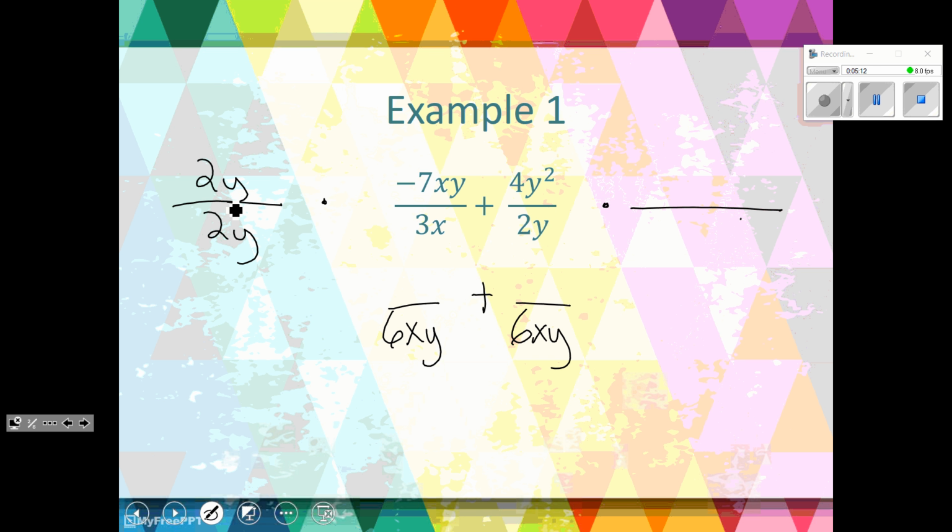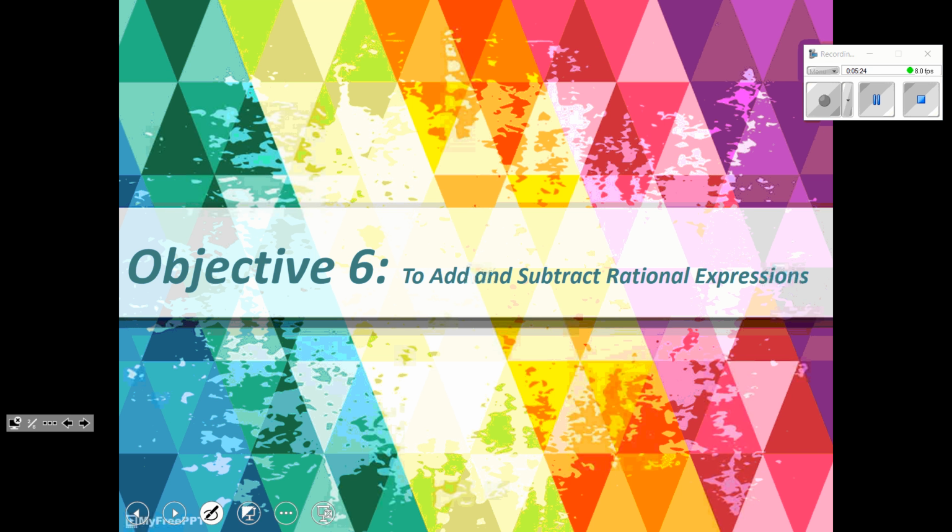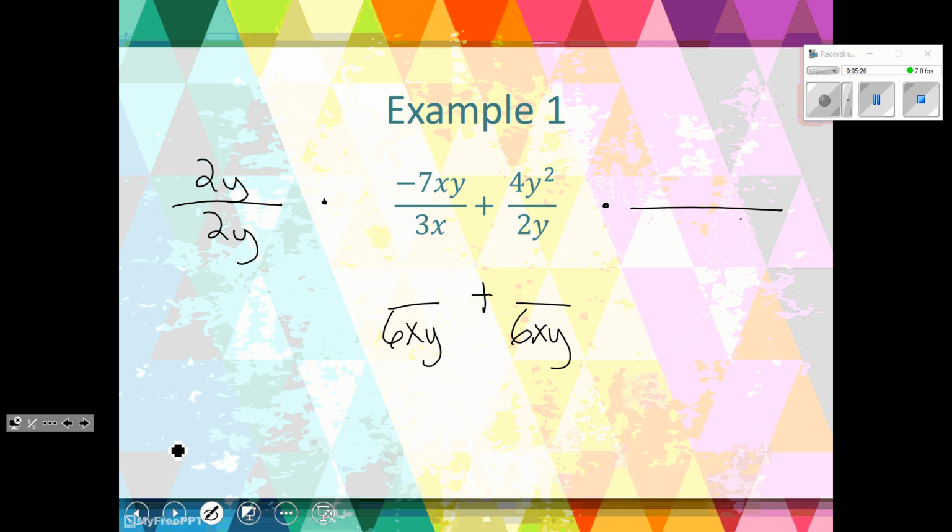What do I need to multiply by 2y to get to 6xy? All right, so what do I need to multiply by? 2y times what? 3x. Oops. We're going backwards again. 3x.